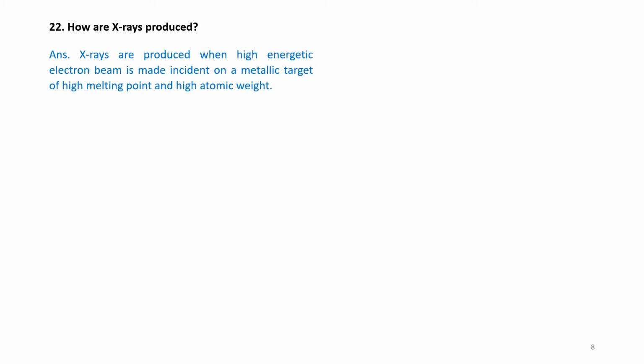Question number 22. How are X-rays produced? Answer. X-rays are produced when high energetic electron beam is made incident on metallic target of high melting point and high atomic weight.